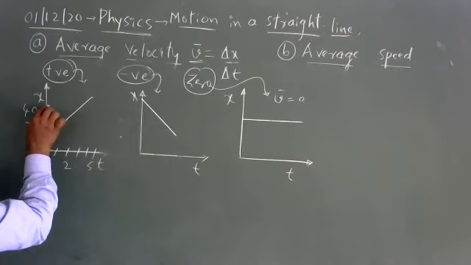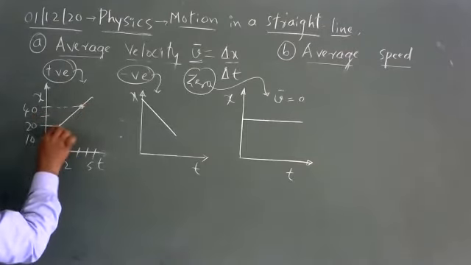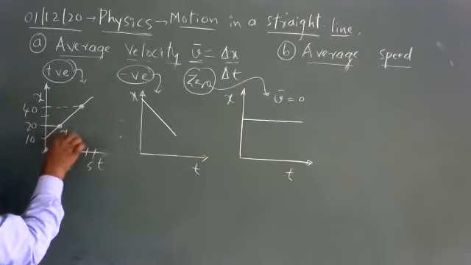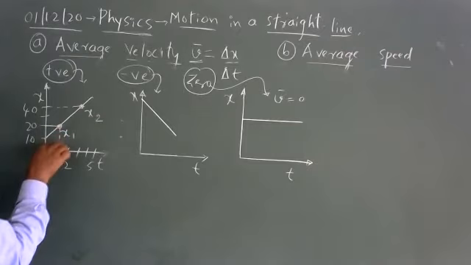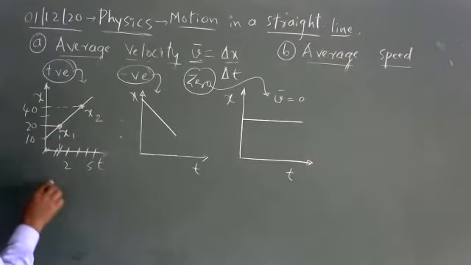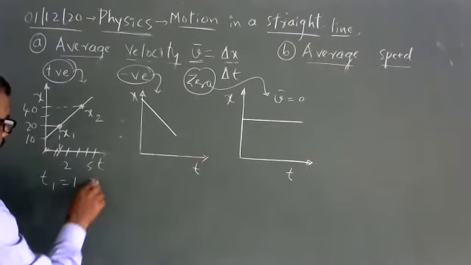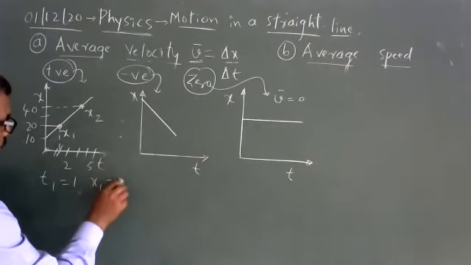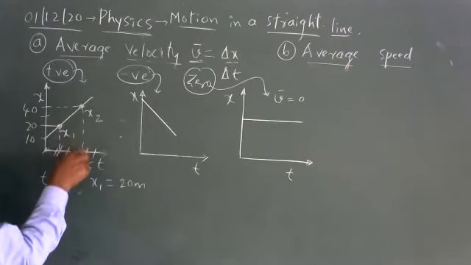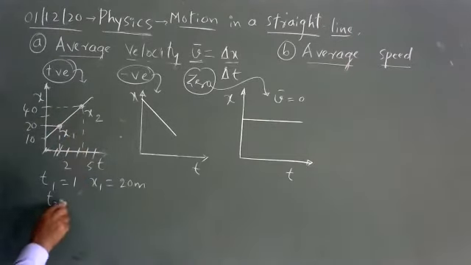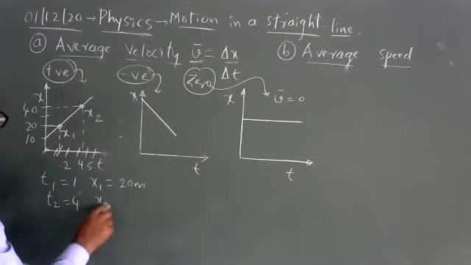If I take a point which corresponds, this is going to be 1 point, this is going to be another point. We take it as x1, we take it as x2, and the corresponding point is going to be t1 equal to 1 second, then x1 equal to 20 meter. And similarly, this x2, t2 equivalent to 4 second, and x2 equivalent to 40.